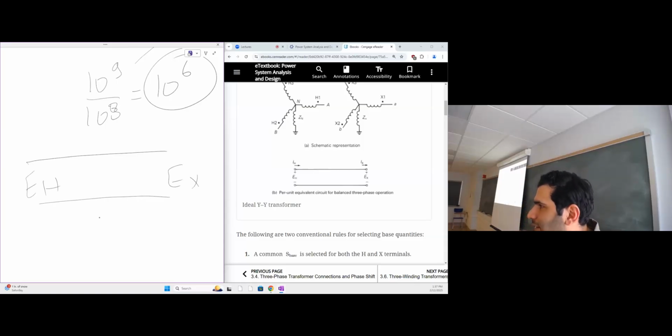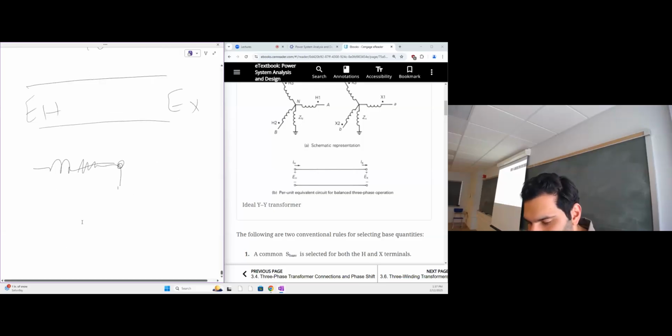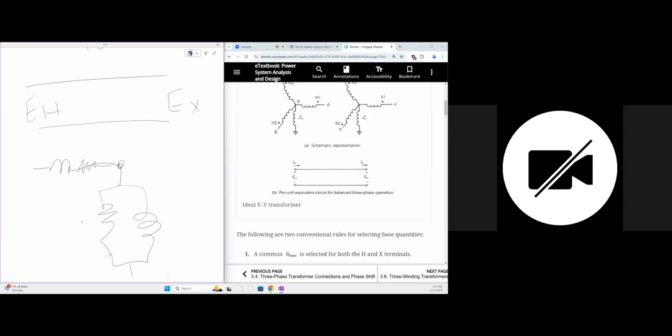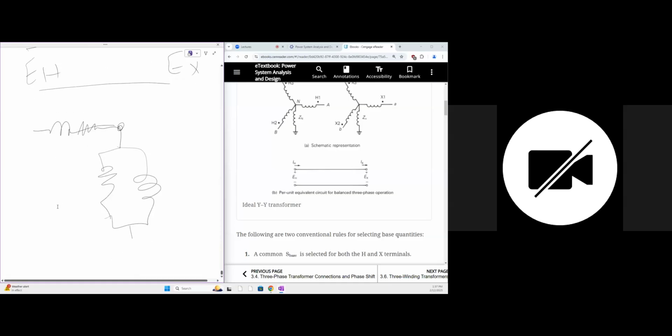This is ideal. But in the real case, you will have those things here and resistance, and then you have those two shunt elements. Do people remember those? Well, you have a refreshment soon because homework 2 is on the way. Maybe on Friday I'll post that. You said that the shunt branch is for the core, right? And then the resistance and impedance on the line, that's the windings.